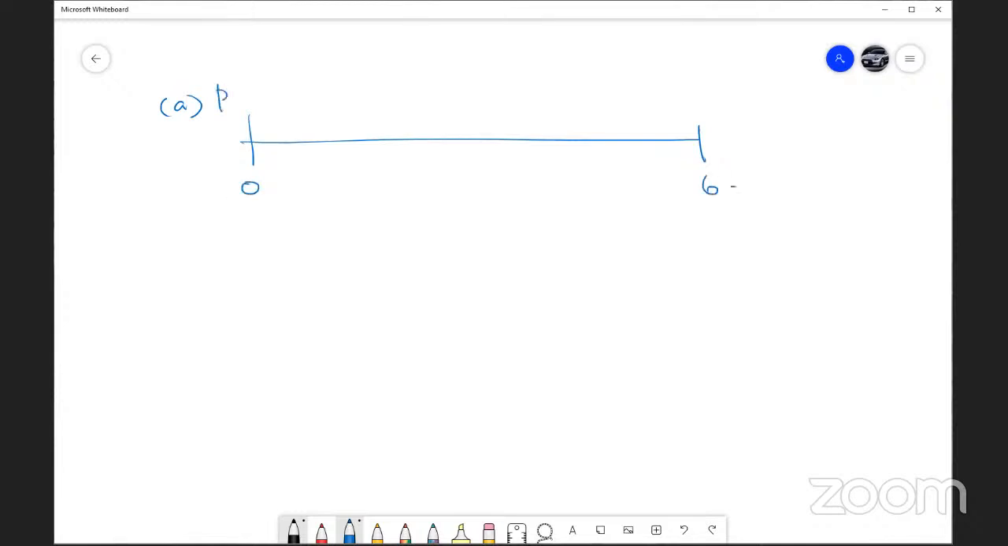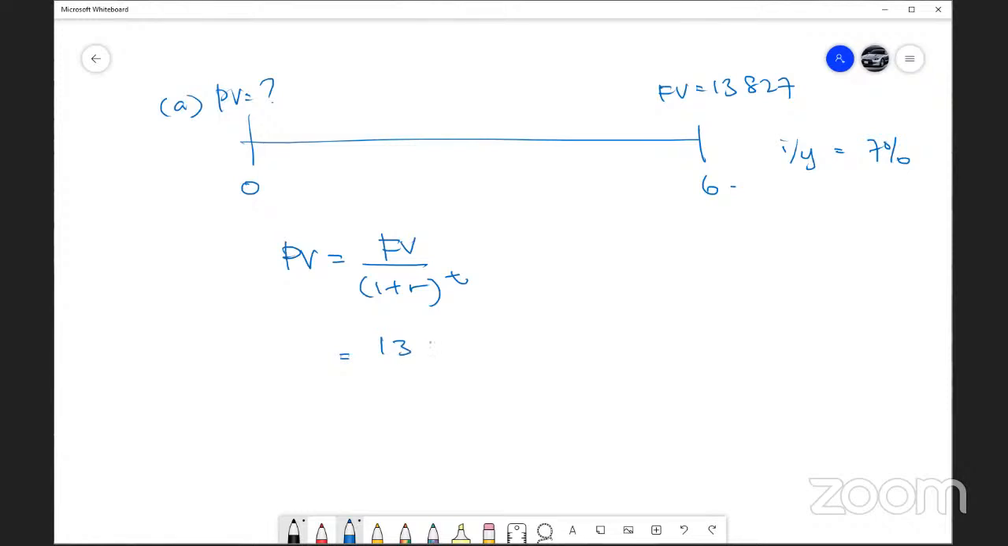Okay, they want you to count the present value, unknown. Future value here is 13827. Interest rate given to you is 7%. So now they want you to count the PV. So PV equals, just reverse the formula from just now, FV divided by (1 plus R) to the power of T. So replace your FV: 13827 divided by (1 plus 0.07) to the power of 6. What do you get?